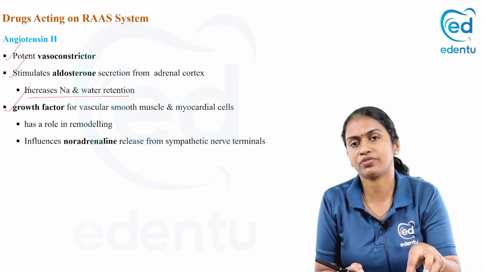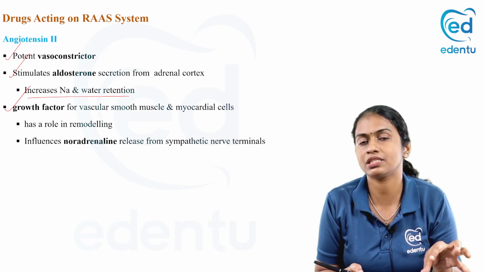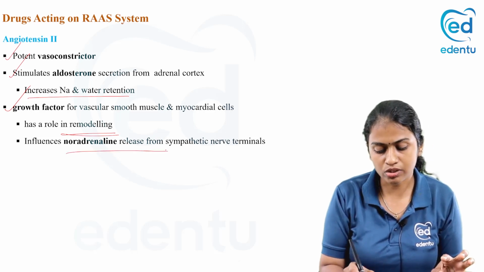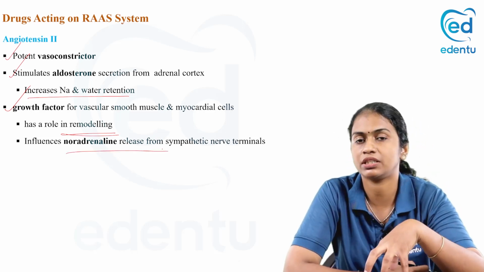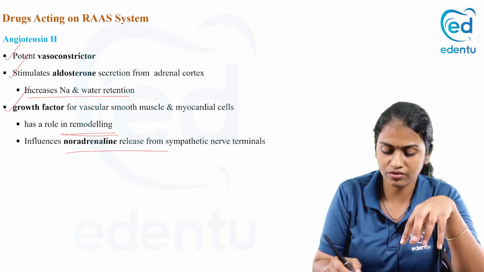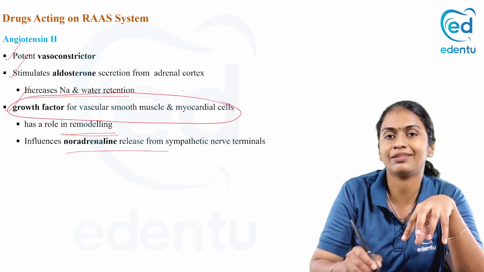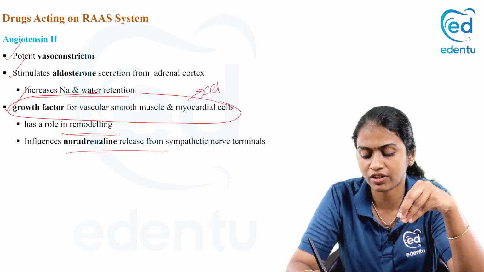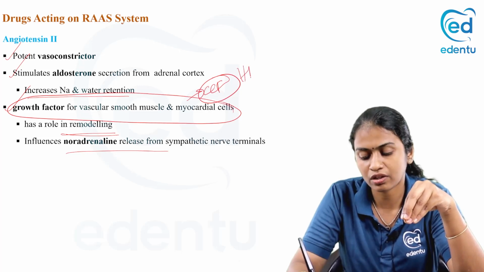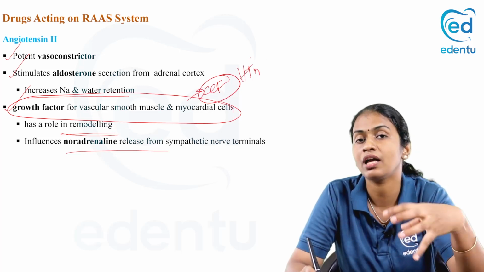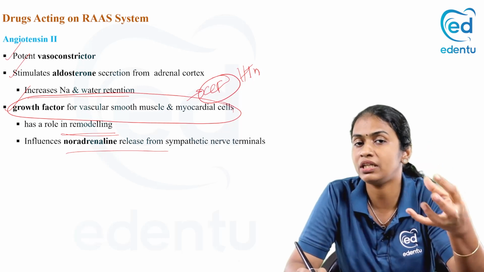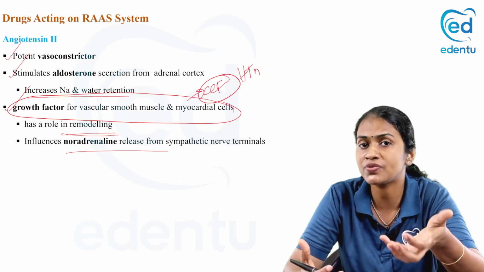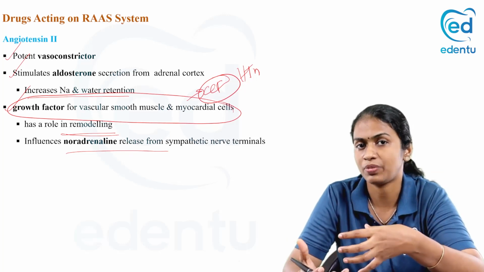Plus it is a growth factor. Angiotensin 2 is a growth factor for vascular smooth muscles and myocardial cells, which has a role in ventricular remodeling, and also influences the noradrenaline release from the sympathetic nerve terminals. Because of this effect on ventricular remodeling, drugs acting on the RAAS system have an important role in congestive cardiac failure as well as in severe chronic hypertension to prevent the ventricular remodeling, and that helps in decreasing the morbidity and mortality associated with these disease conditions. So this is one of the drugs that improves survival in cardiac failure patients.